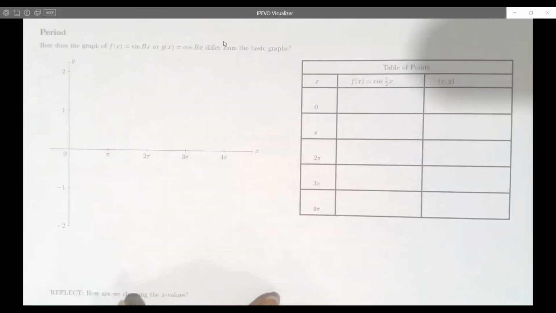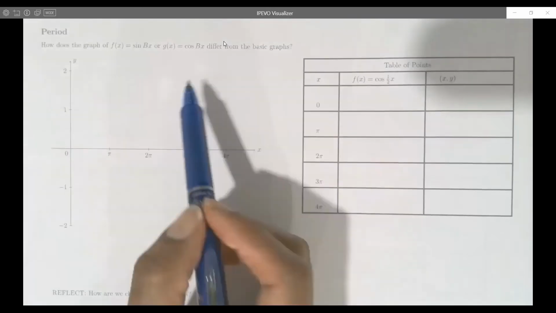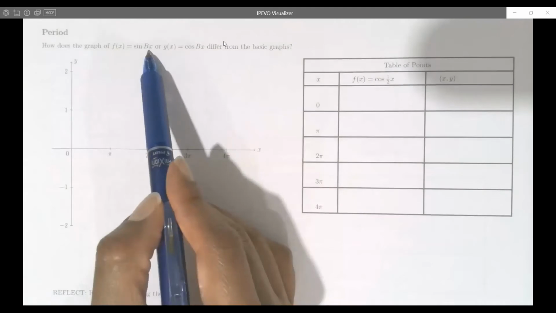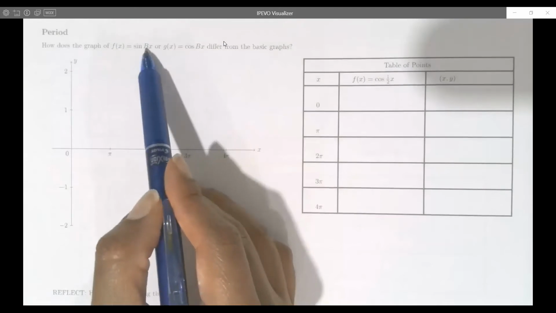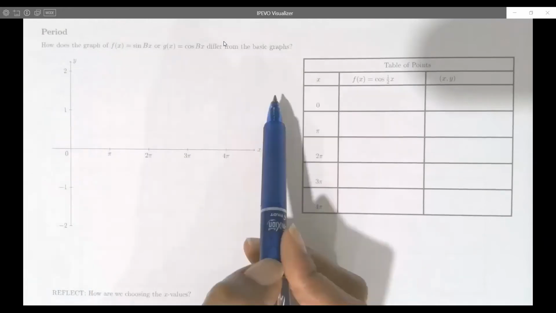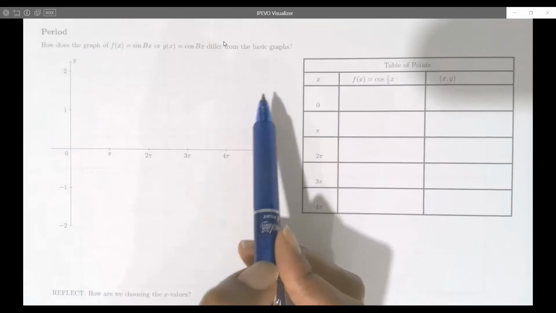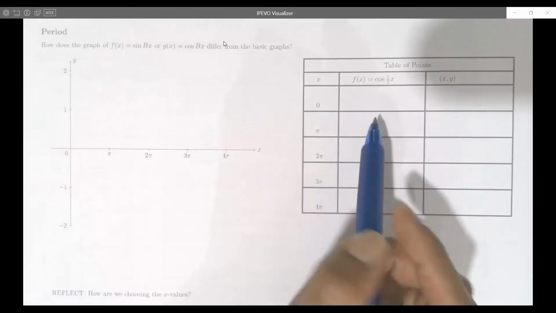So let's talk about period now. We're going to see how a number in front of the x can change the period of the function. We're going to be taking a look at how sine of b times x or cosine of b times x is different from the basic graph. Okay, so let's start by plugging these values into the function, and then we'll see what's going to happen.